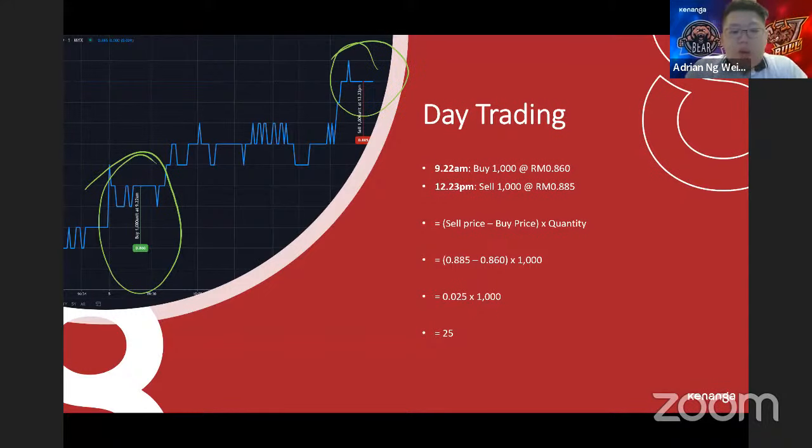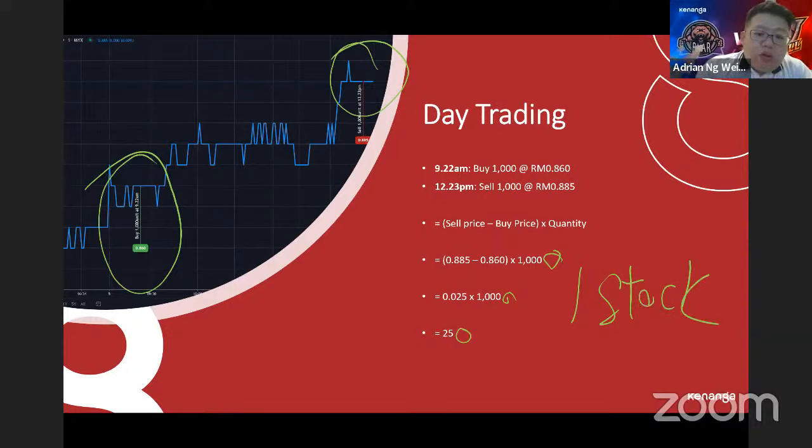At 9:22, I buy 1,000 shares. At 12 something, wow, that's lunchtime. I made some lunch money at 25 ringgit. So imagine this, you add one more zero, it'll be 250 for one stock. So 250 a day, is it good enough for a commoner like me? I think I don't spend much, yes.